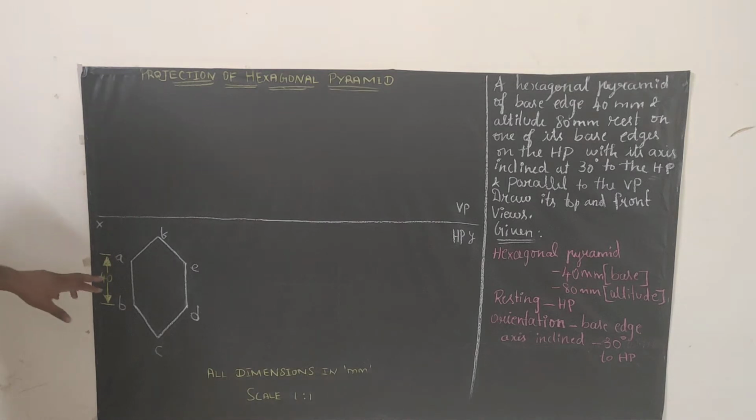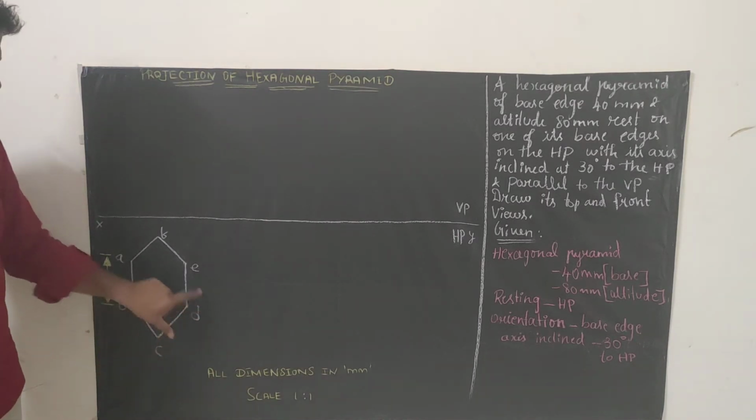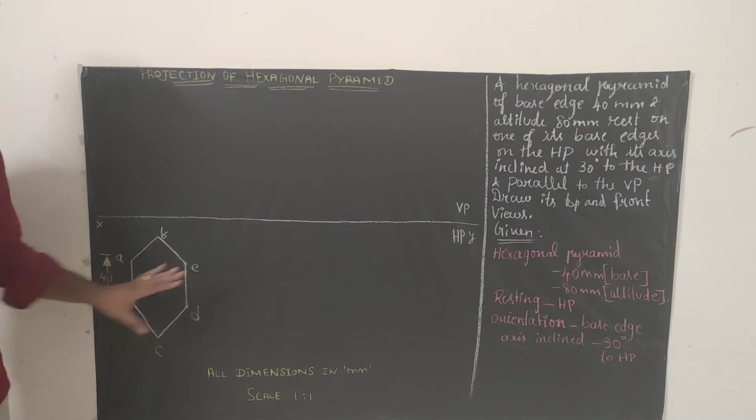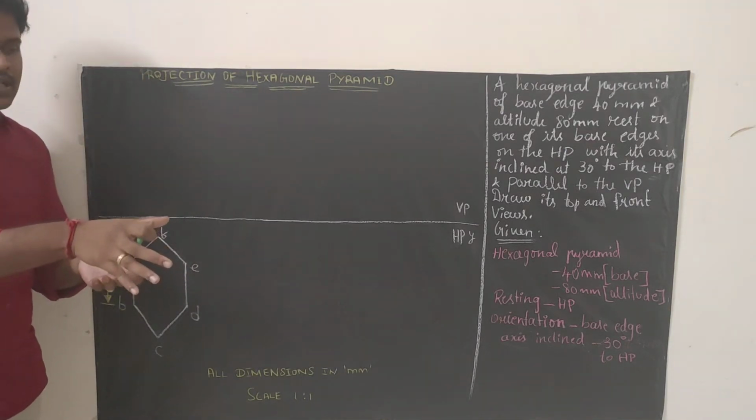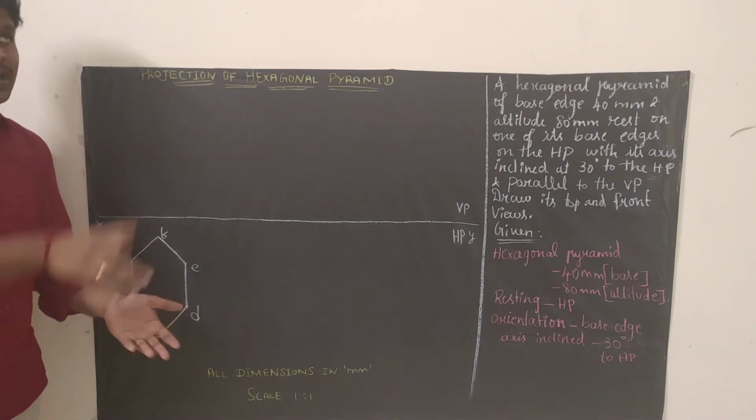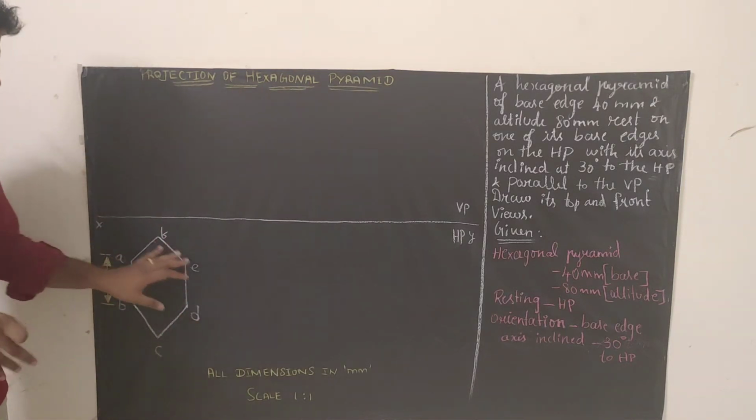It's our own wish. I will just name it as A, B, C, D, E, F. Okay. So whatever we draw here will be the top view. So the hexagon will be kept like this. The hexagon is kept on the horizontal plane, so you are viewing from the top so that you can see it here.